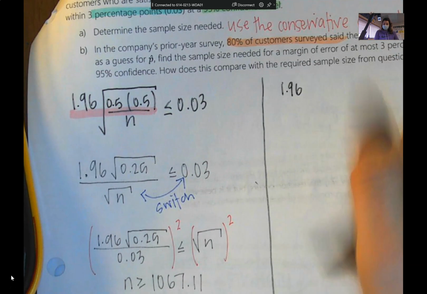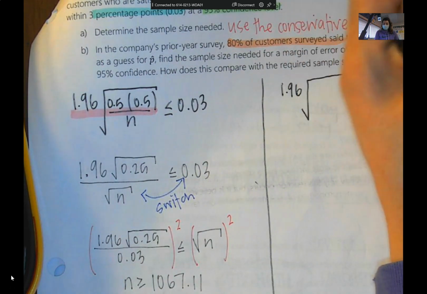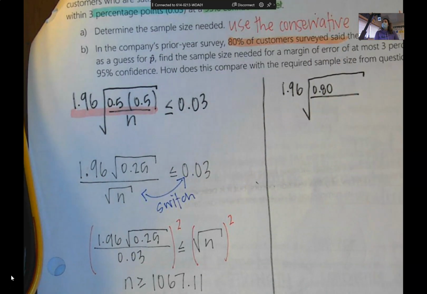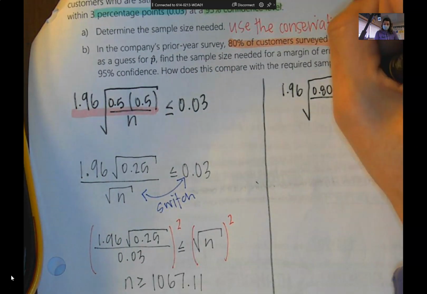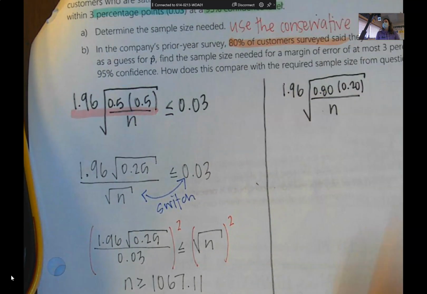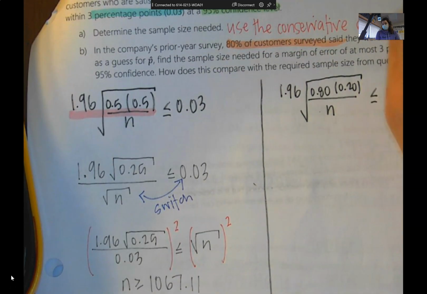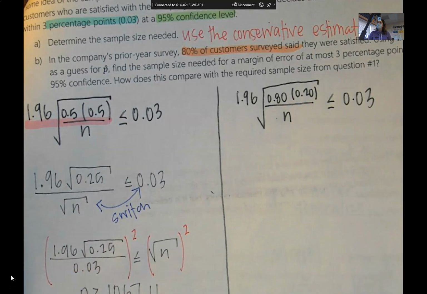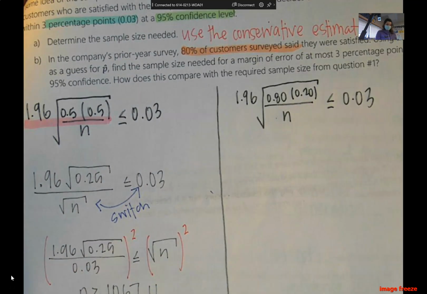1.96 times the root of 0.80 times 1 minus that, 0.20, all over n. We want that to be less than or equal to 3%. So I want you to solve that out, and then I'll do one walkthrough and we'll check your answer.